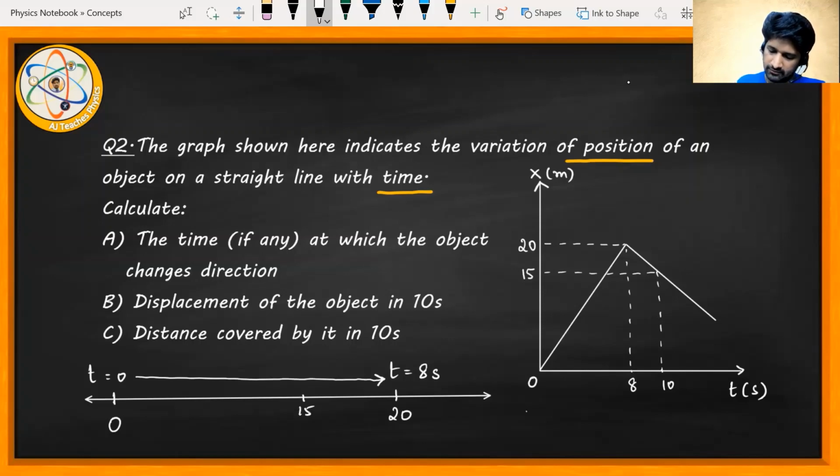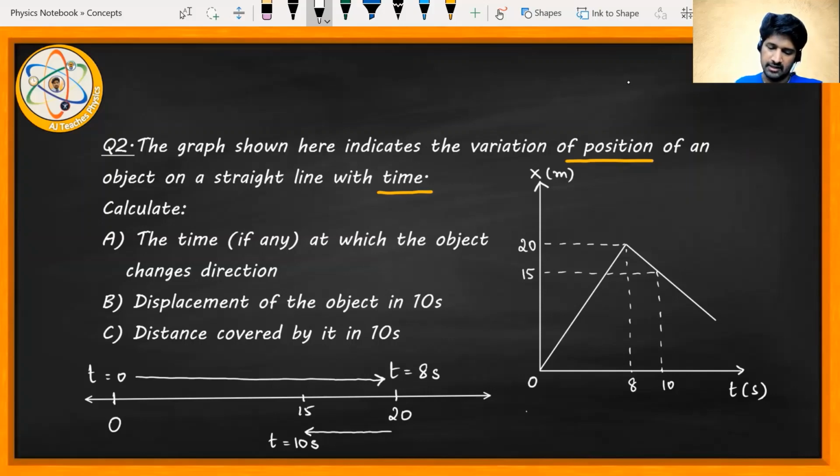So starting from t equal to 8 seconds, it reaches x is equal to 15 when the time becomes t equal to 10 seconds. And it continues going back as indicated by the graph. So what we have done here is we have visualized the motion of the object based on the graph provided to us. Now let us try to answer the questions that are given here.